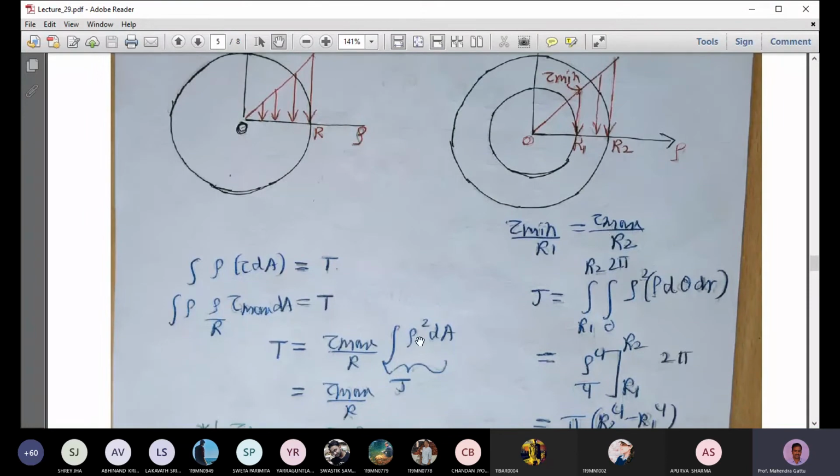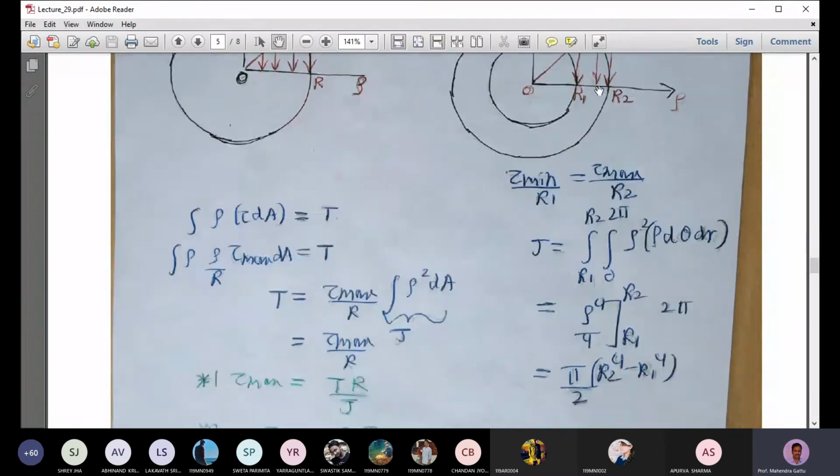And for the J calculation, we have to do that rho square dA. For that rho square dA, we have to consider only the area in between those two radii. So we do the integration from R1 to R2, 0 to 2 pi, of rho square dA. In terms of polar coordinates, dA is rho d theta d rho.